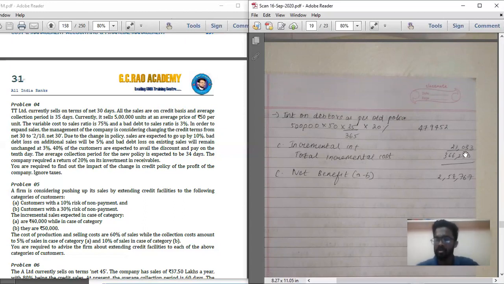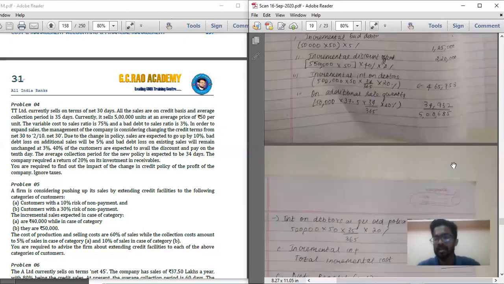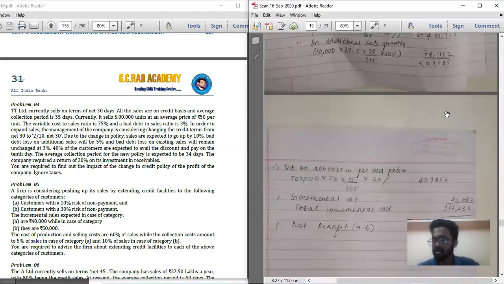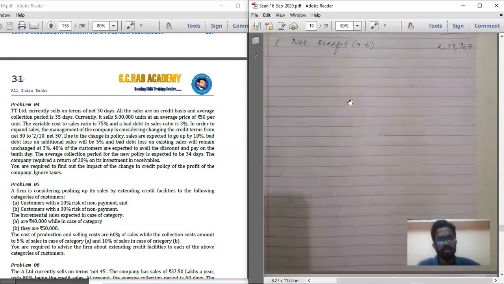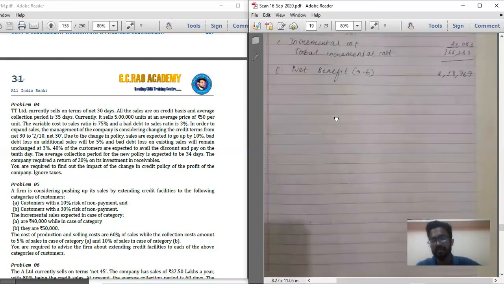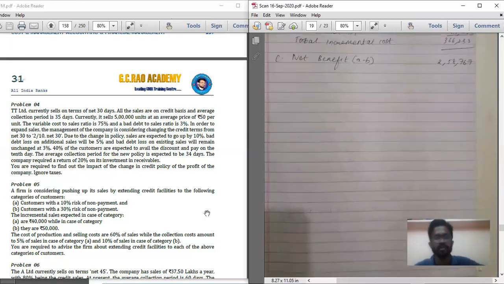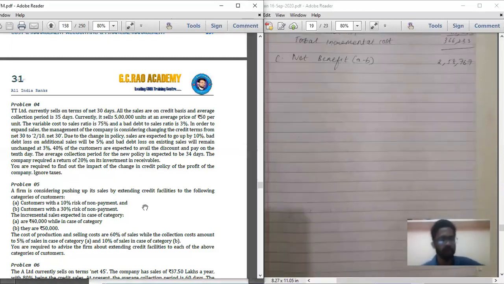Now what is capital A? 6,25,000. 6,25,000 minus 3,66,233. So net benefit under the outer amount column, record 2,58,767. Okay, done. This is problem number 4.